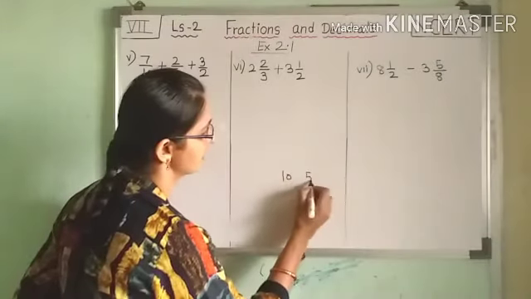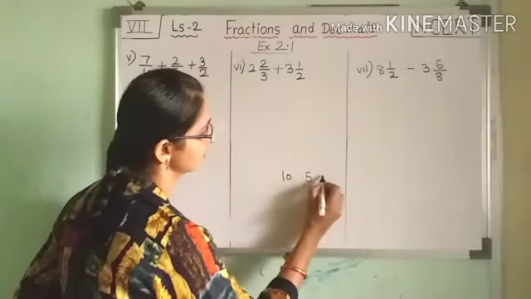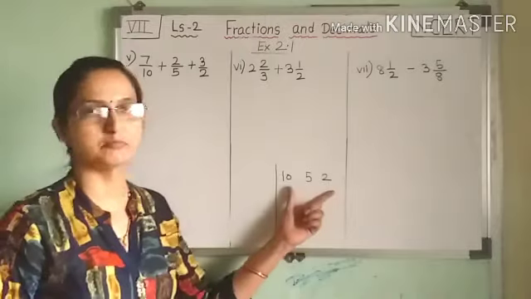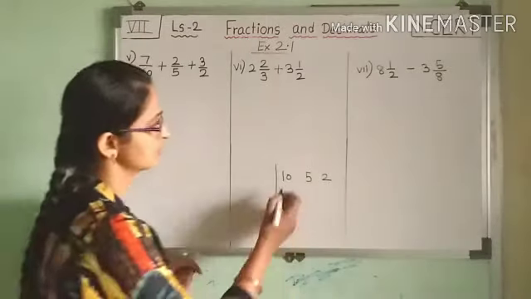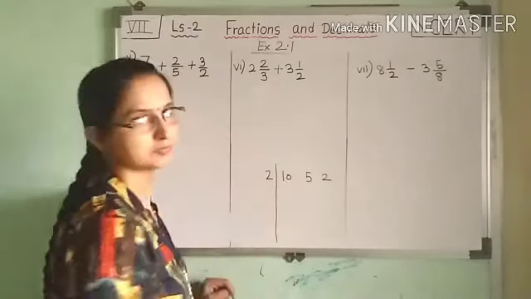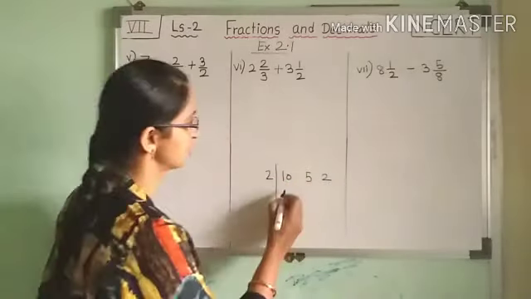10, 5 and 2. Let us see in which table these numbers lie. So 10 is in 2's table. So 2 5s are 10. 5 is not in 2's table, so write it as it is. Now 2 1s are 2.